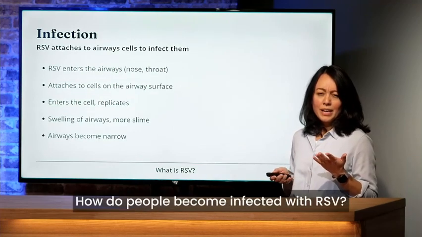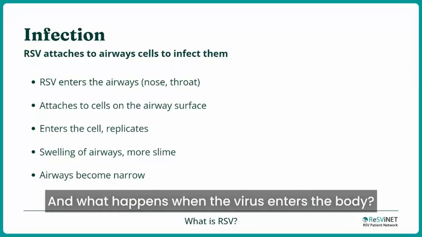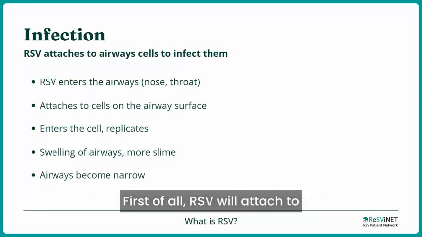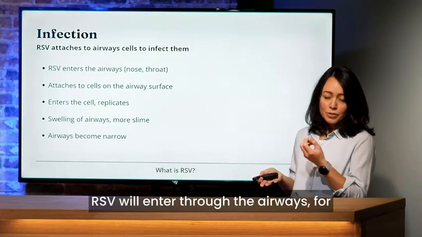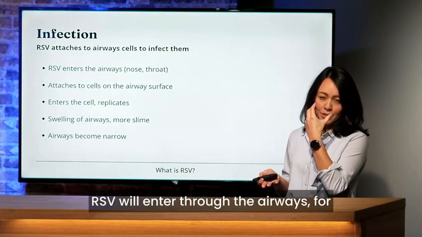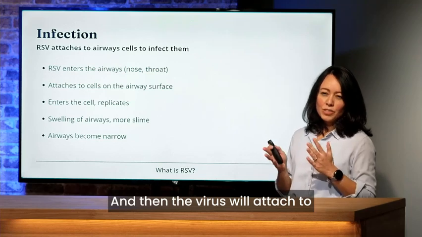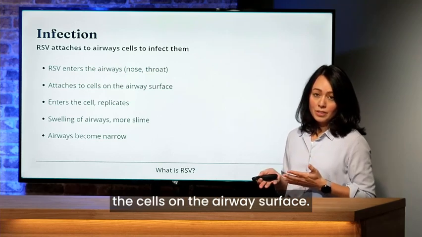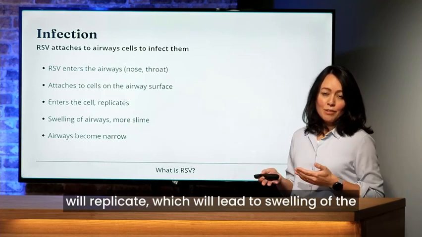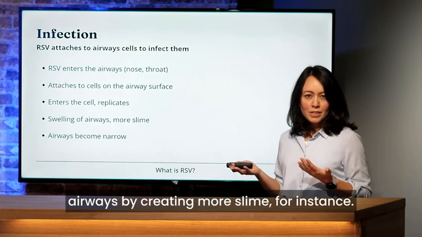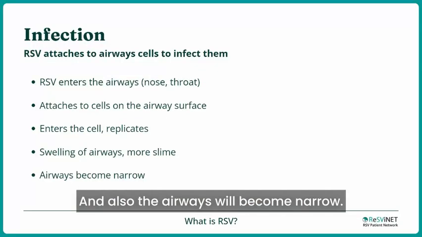How does it work? How do people become infected with RSV, and what happens when the virus enters the body? First of all, RSV will attach to the airway cells to infect them. How does that happen? RSV will enter through the airways, for instance the nose or the throat, and then the virus will attach to the cells on the airway surface. Then the virus will enter the cell where it will replicate, which will lead to swelling of the airways by creating more slime, for instance, and also the airways will become narrow.